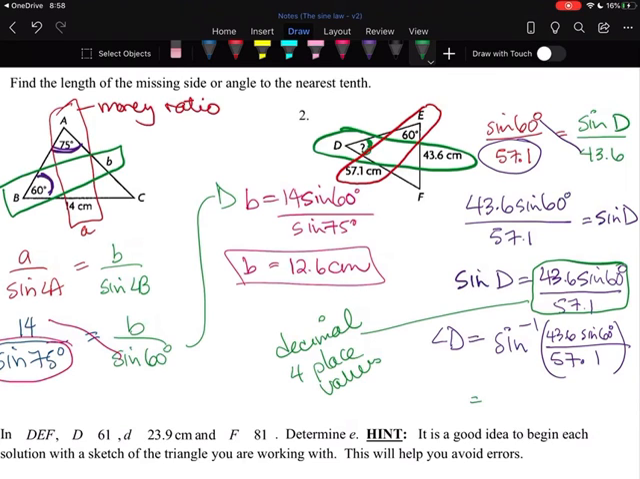So throw that into your calculator. When you take the inverse sine, your angle D should be 41.4 degrees, and that's this angle right in here, angle D.